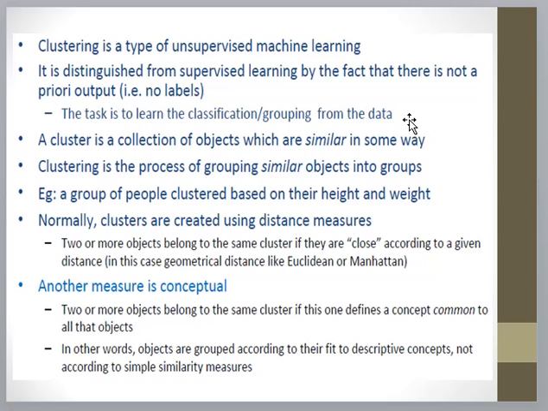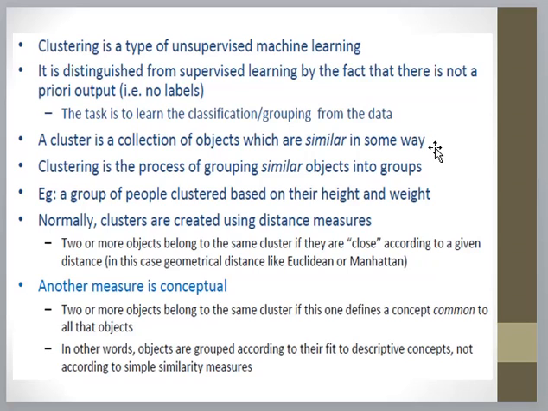So in clustering, our target is to perform the grouping of the data, right? We want to make clusters of data, and that clustering is basically being learned from the data itself. A cluster is a collection of objects which are similar in some way, right? So this is very important, that in clustering we are trying to make clusters of data or clusters of objects, and we will form a collection of objects, right? And those objects which are forming one cluster will have some parameters or characteristics which are very similar to each other, right?